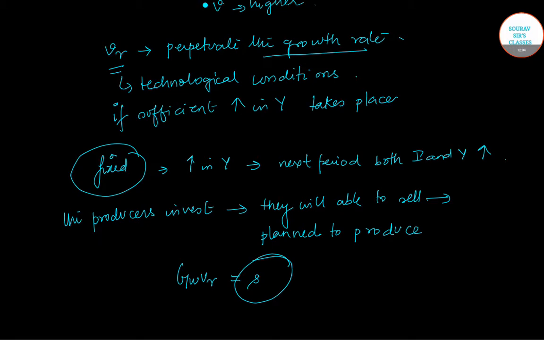So with this we wind up the tutorial on the warranted rate of growth under the Harrod model of economic growth. And in our upcoming tutorial, we'll talk about the condition for equilibrium growth rate with regard to this model.